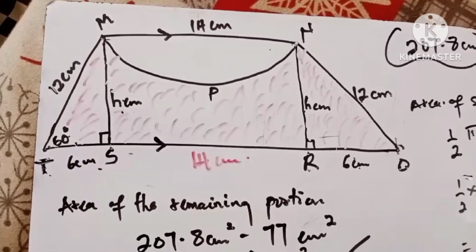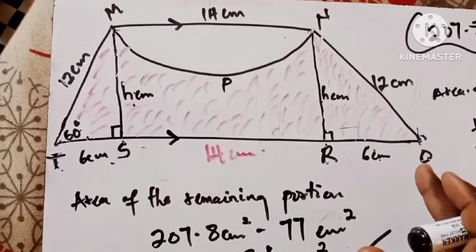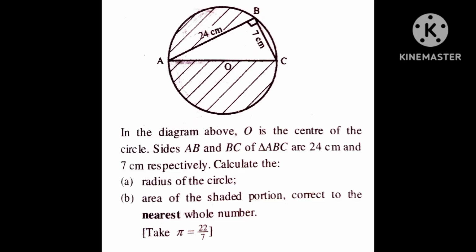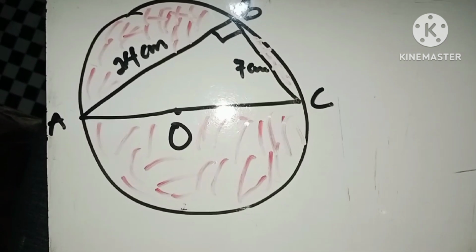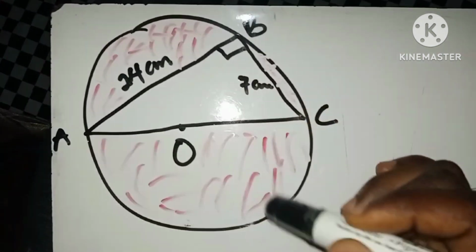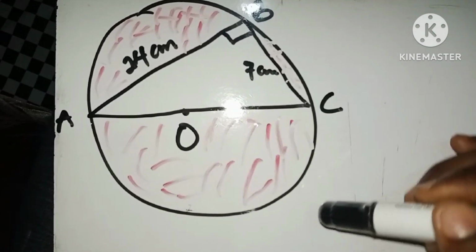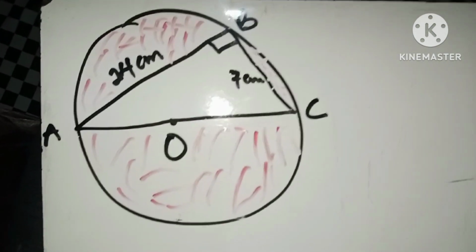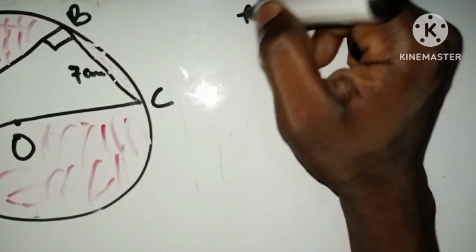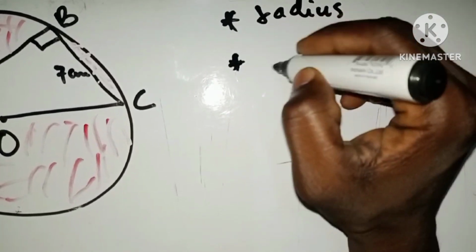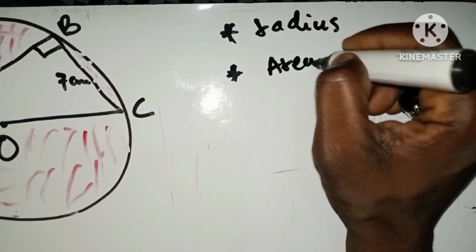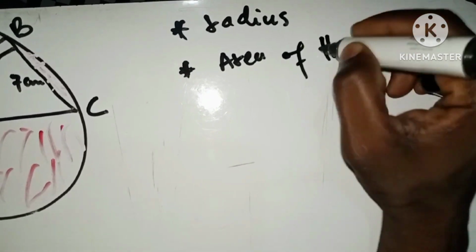Now let's have a look at more questions relating to the shaded portion. According to all the information that we have on the question, we have AB to be 24 centimeters, BC is 7 centimeters, and O here is the center. The first question says that you should find the radius, right? And then the second one says find the area of the shaded portion.